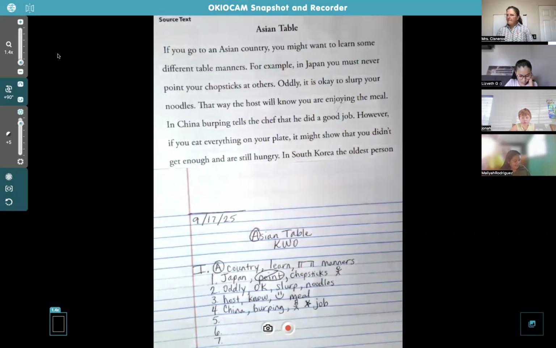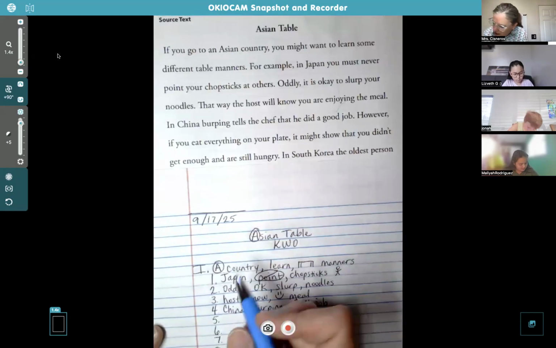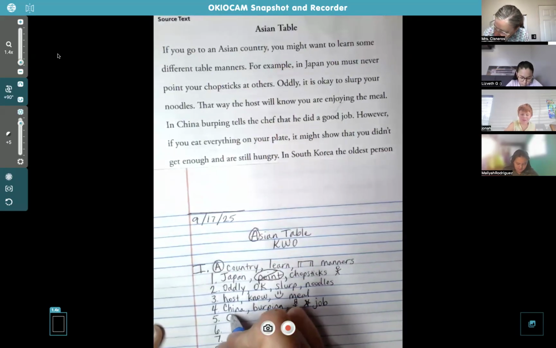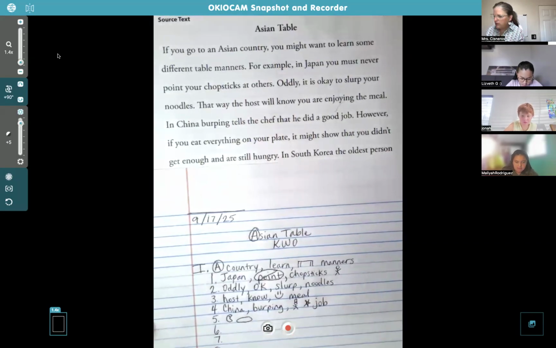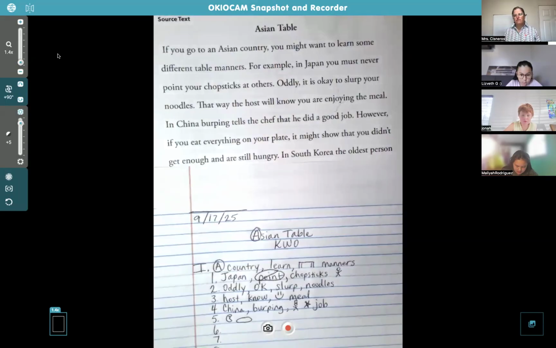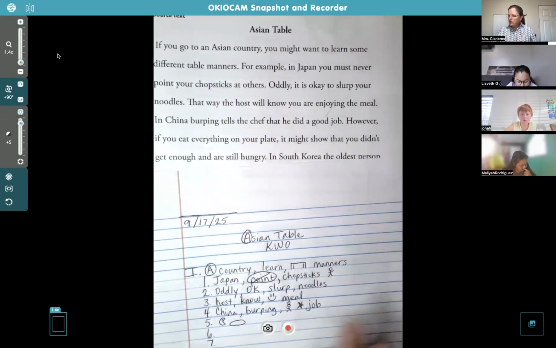Can we draw an empty plate? Yeah. Should we do a Pac-Man? Remember how we used Pac-Man for eat last year? Yeah, and then an empty plate. That's a good idea. So do a little Pac-Man. And then an empty plate. And then what?